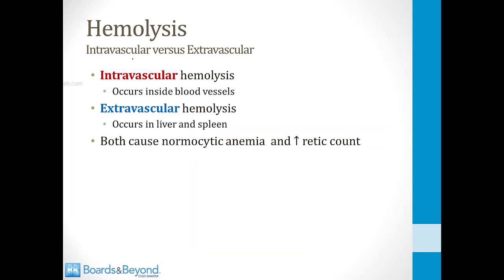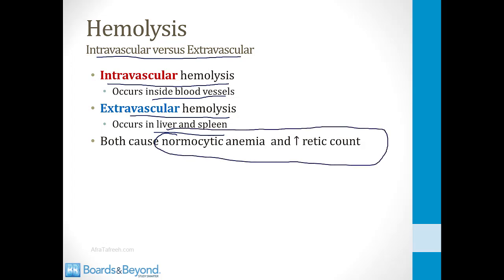Now, I told you before that you can categorize hemolytic disorders based on whether they are due to something intrinsic or extrinsic to the red cell, but you can also categorize hemolytic disorders based on whether they are intravascular or extravascular. So intravascular hemolytic disorders are disorders where the blood cells hemolyze inside the blood vessels. Extravascular hemolysis is hemolysis that occurs outside the blood vessels in the liver or spleen. Both types of hemolysis will cause normocytic anemia and a high reticulocyte count. What we're just talking about here is the location inside the body where the hemolysis takes place.